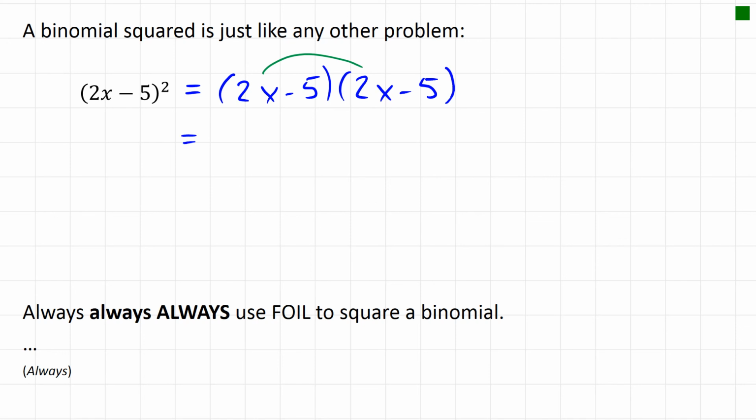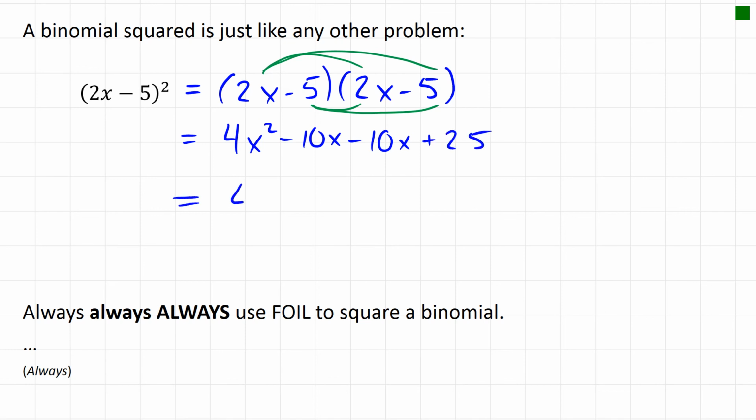So we have 2x times 2x is 4x squared. Then my outside terms, 2x times negative 5 is negative 10x. Inside terms, negative 5 times 2x is another negative 10x. Then my last terms, negative 5 times negative 5 is positive 25. And combine my like terms, and I have my final answer.